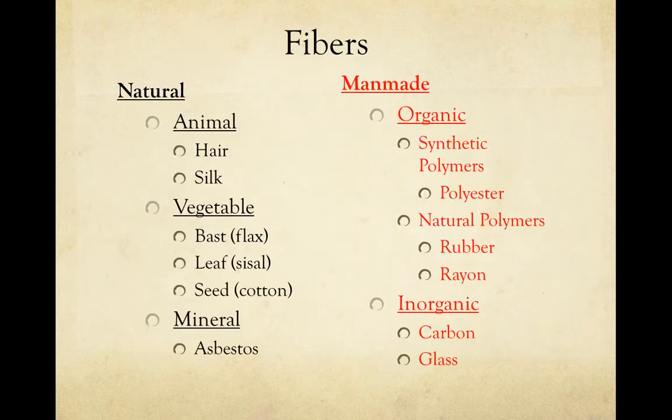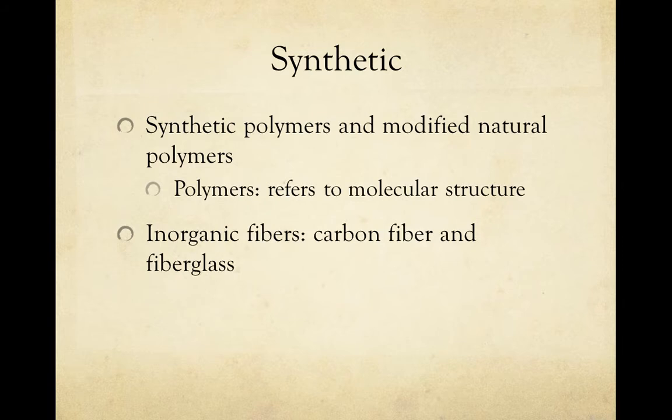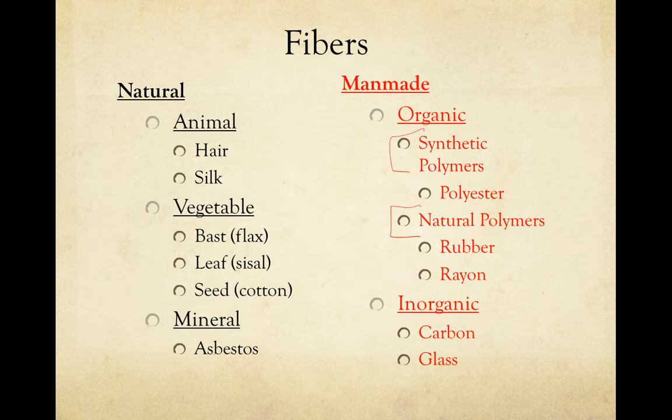Now we're moving on to the man-made or synthetic fibers. This is the other general division of fibers, moving away from the naturals. These are organized into organic and inorganic, and then the organic ones are further categorized into the synthetic and the natural polymers. So man-made or synthetic fibers can be broken down into three categories. This is just a reiteration of the visual from the last slide. You have your synthetic polymers, your modified natural polymers, and then your inorganic fibers.